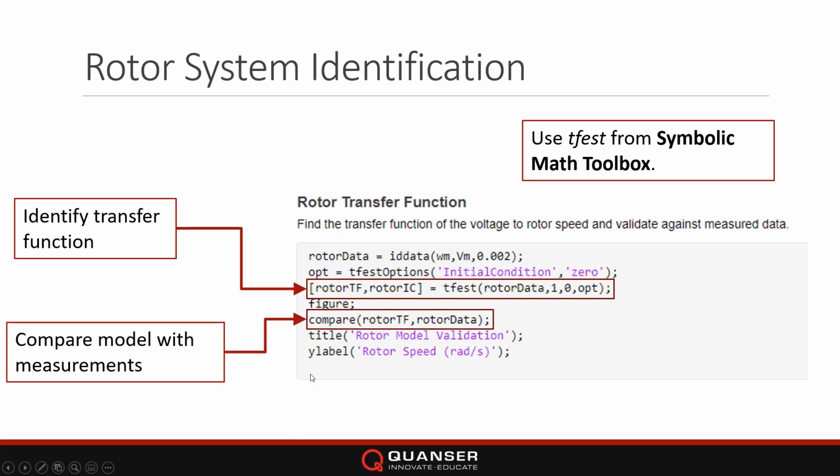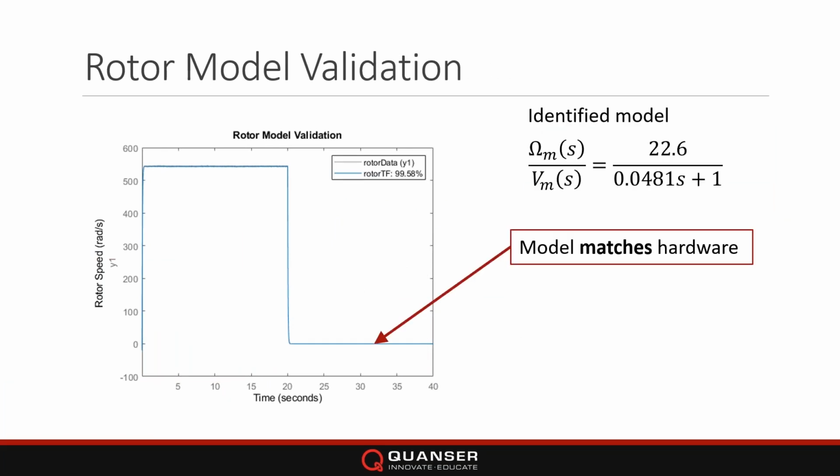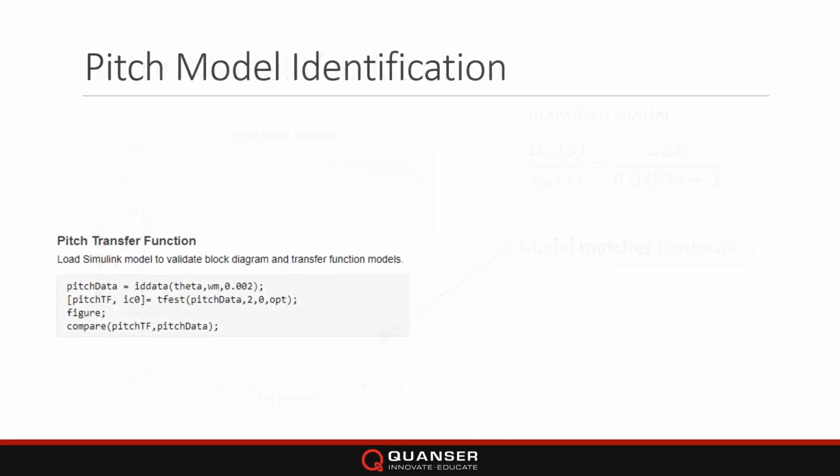And then we compare. So the compare command is another very handy function that the System ID Toolbox gives us, where we can compare the model with the measured data. So when we run the compare command, you can see that the model matches very well, right? We're at 99.6 percent accuracy. So quite good. And there's the model that was identified. So we have a time constant of about 0.05, which is fairly large, right? So we're done with the rotor. That was it, basically, just a couple of commands.